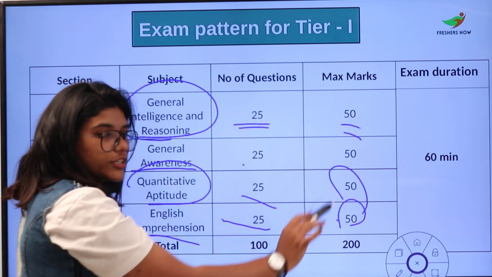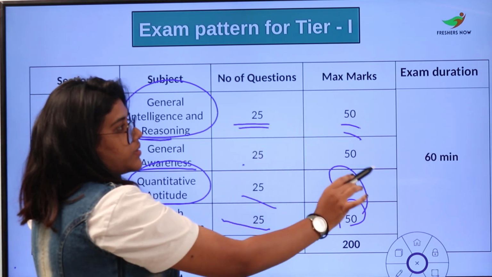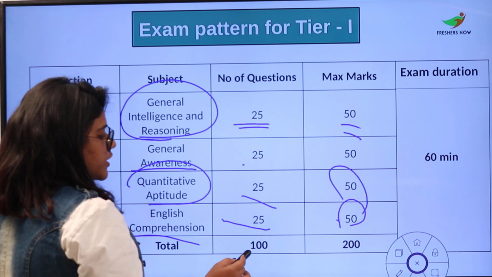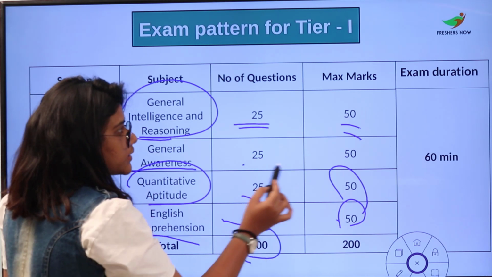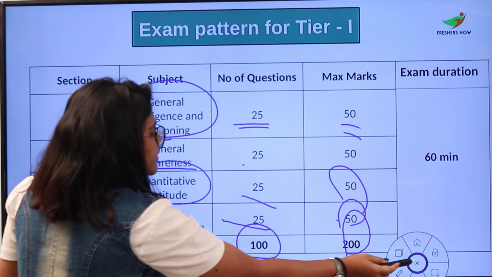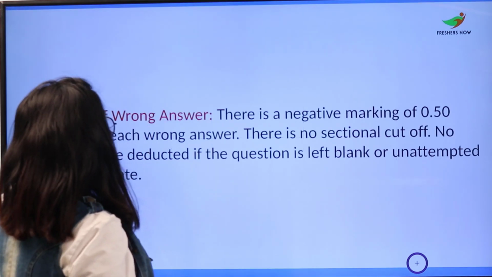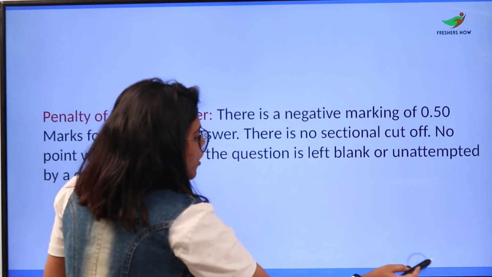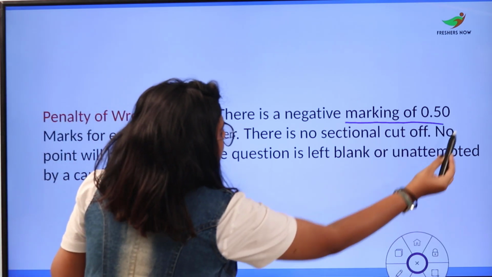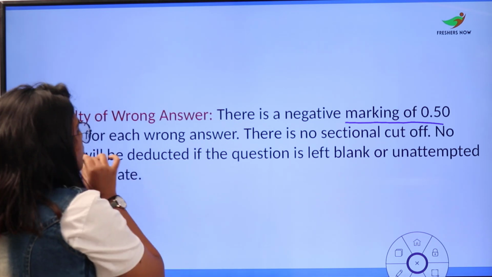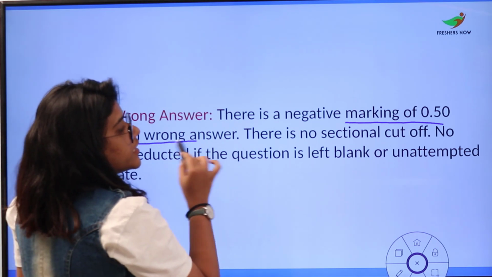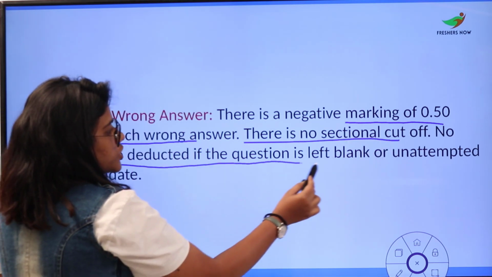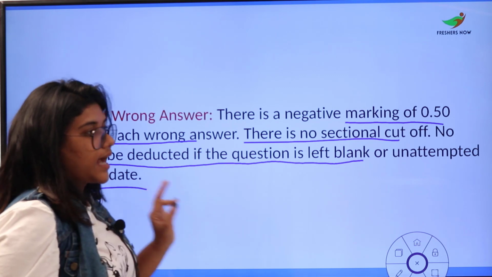Now the time limit that you have to take note of is 60 minutes. So under 60 minutes you have to complete all of these sections, which is 100 questions in total, carrying a weightage of 200 marks. Now we will see what is the penalty for wrong answer. There is a negative marking for all the wrong answers that you give. 0.50 marks will be deducted for every wrong answer. There is no sectional cutoff as such. So no point will be deducted if the question is left blank or unattempted by the candidate.